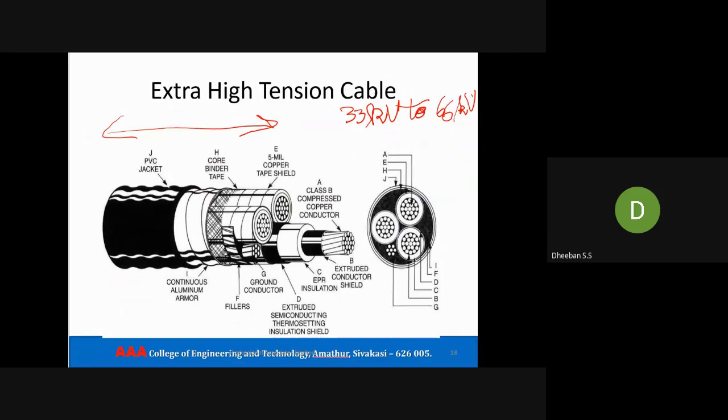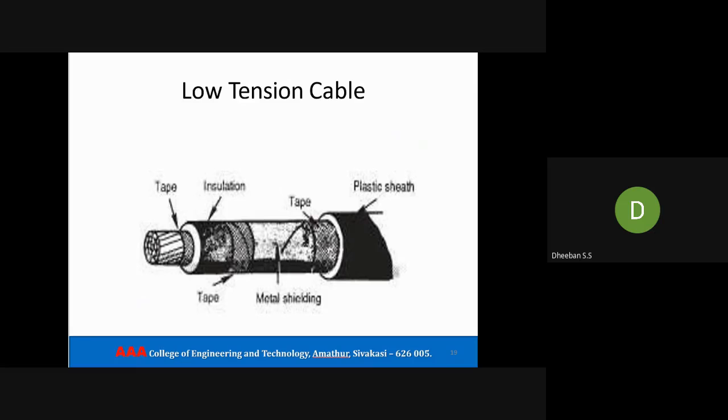So here it is evident that the layer of protection you can see. Okay. So here there's also a separate ground conductor. After that, there will be a core binder and PVC jacket. So all of this is for insulation purpose. It is nothing but a conductor which is standard in structure, a standard type of conductor.